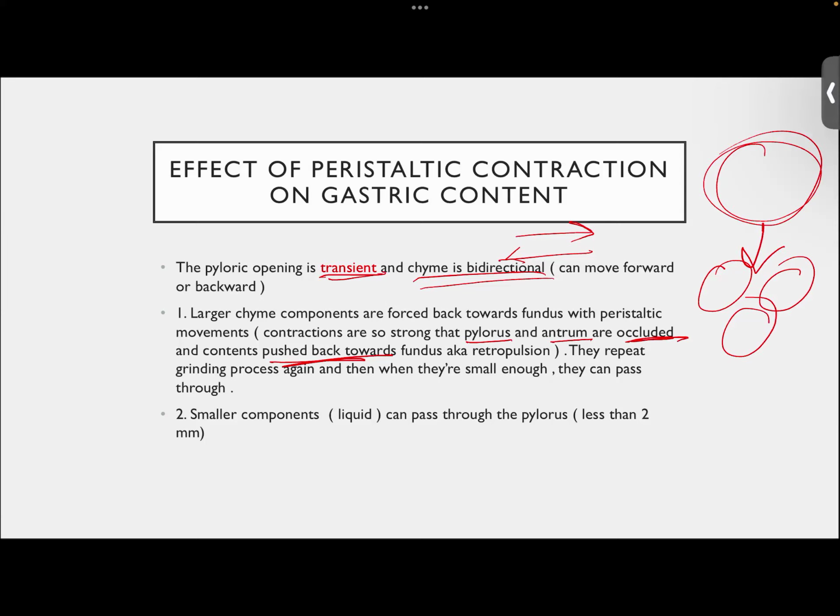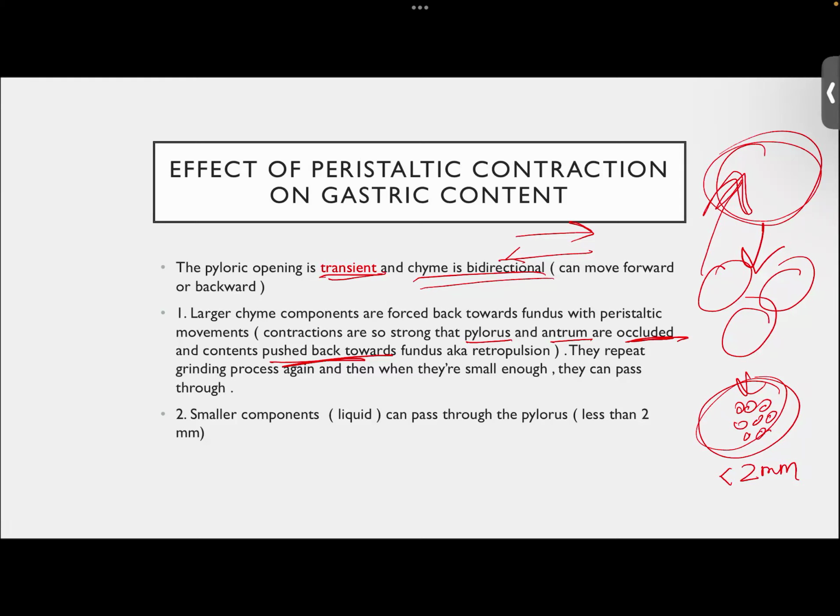They can't be digested properly in the intestine. So they need to go back to the fundus where they came from and become smaller. Once they become smaller, then they'll be allowed to go through the pylorus into the duodenum. And how do we know they're small enough? Basically, if they're less than 2 millimeters, that's when you know it's small enough to go through the pylorus and into the duodenum. If it's bigger than that, it's going to go back.